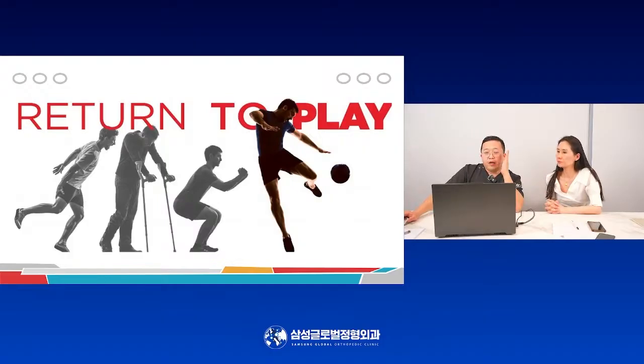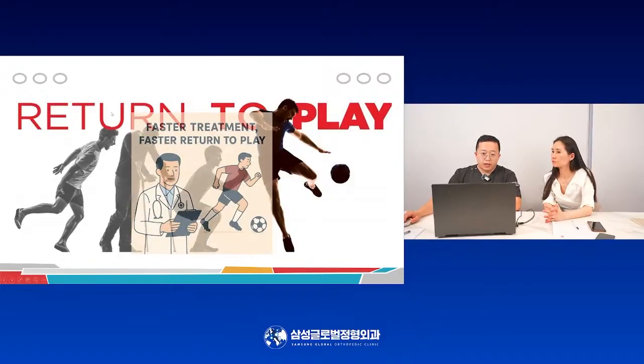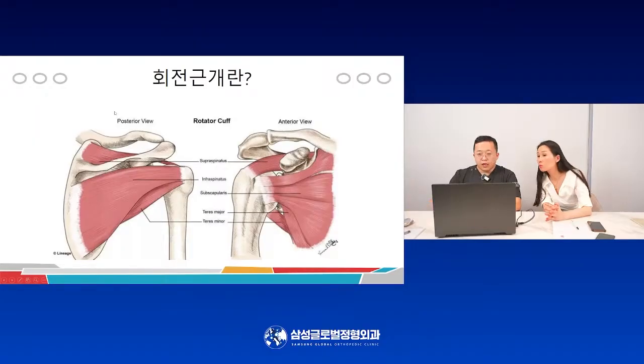And the more important thing is that we have to prevent damage to our tissue and our body, okay? Prevention is the most important. We have to remember that. So let's talk about the shoulder, okay? Today's topic is the rotator cuff, okay?